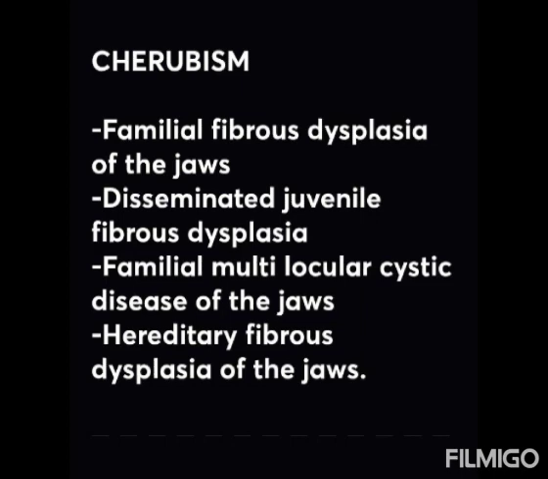Cherubism is also known as familial fibrous dysplasia of the jaw, disseminated juvenile fibrous dysplasia, familial multilocular cystic disease of the jaw, and hereditary fibrous dysplasia of the jaw. These terms are related to fibrous dysplasia, but there is no similarity between fibrous dysplasia and cherubism. So these terms should be avoided.